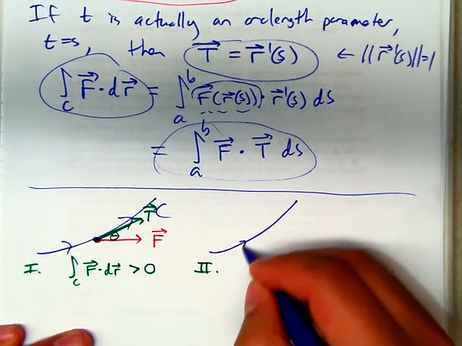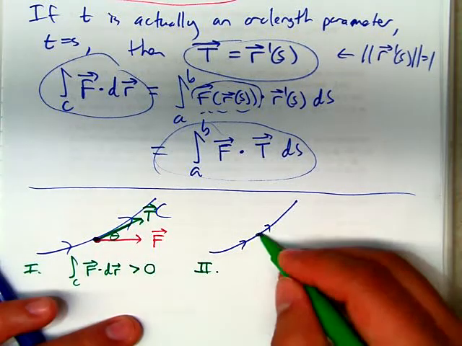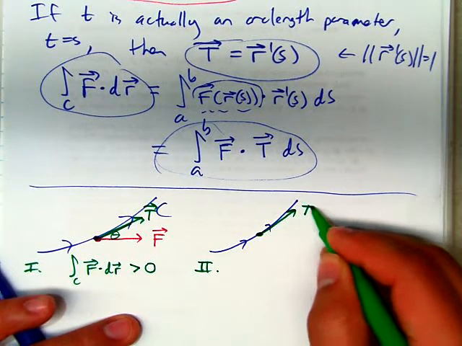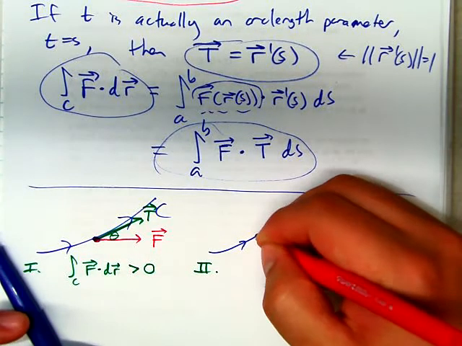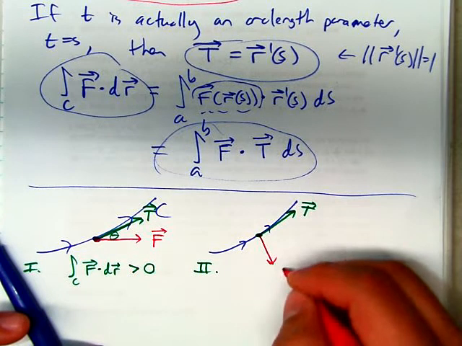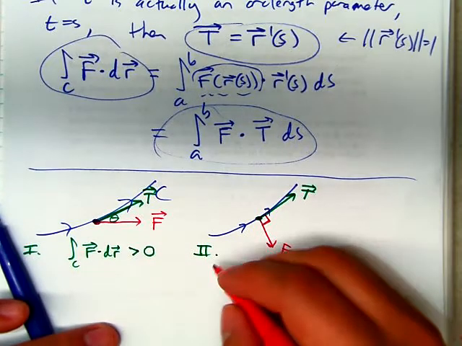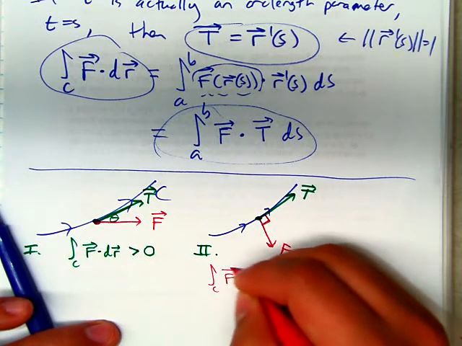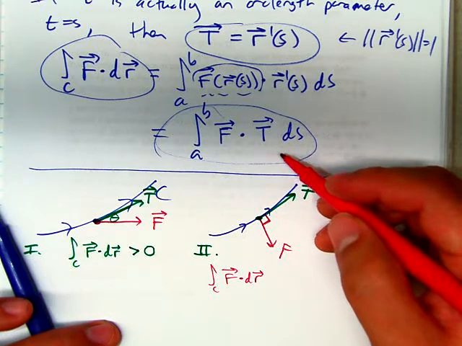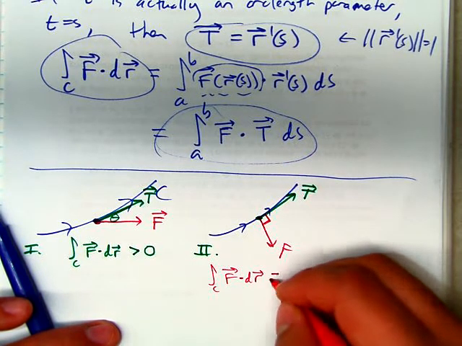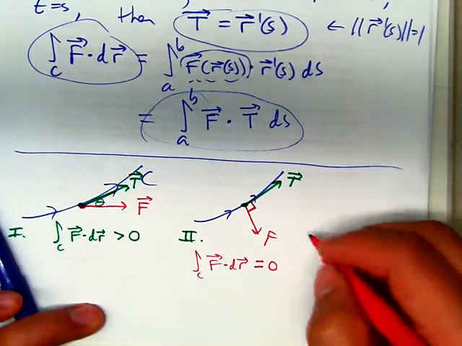Option 2. Again, we have a path. Maybe it looks something like this. And here's our point, and the unit tangent vector at that point. And let's say the vector field is perpendicular to that unit tangent vector. Well, in this case, the integral of f dot dr, which again can be interpreted as f dot t ds, is going to be 0.